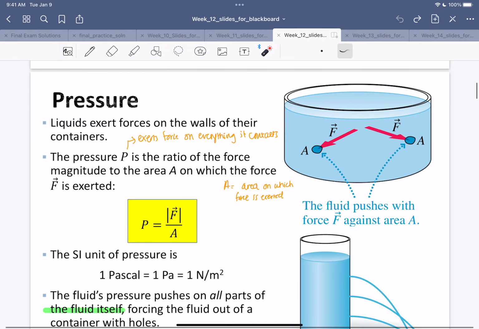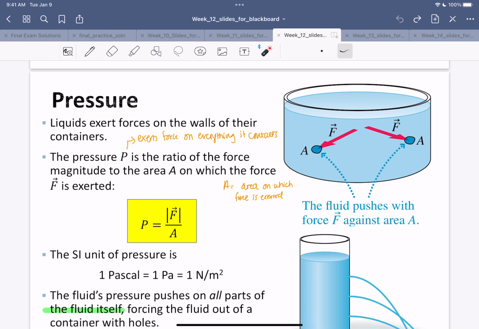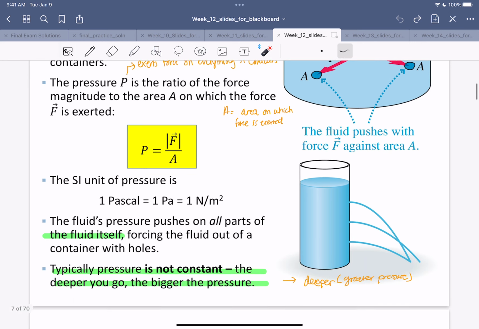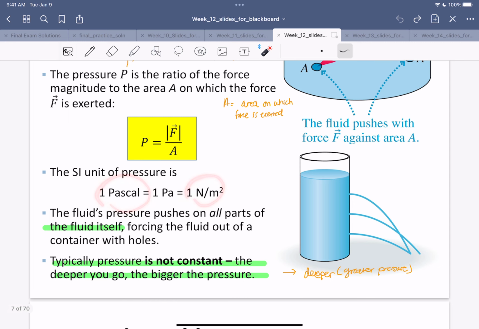All right, so this is pressure, right? So now we're getting into the pressure stuff. Pressure is defined as the ratio of the force to the area, and that's applied throughout a surface, right? The units for pressure are Pascals or newtons per meter squared.